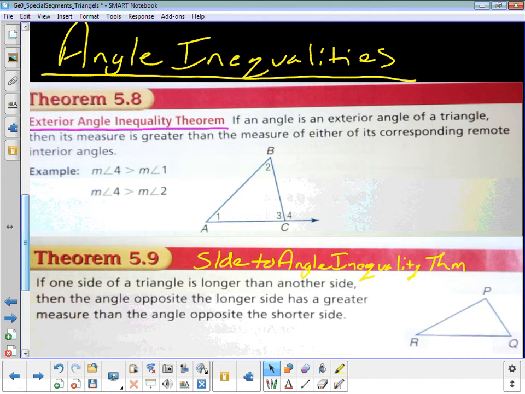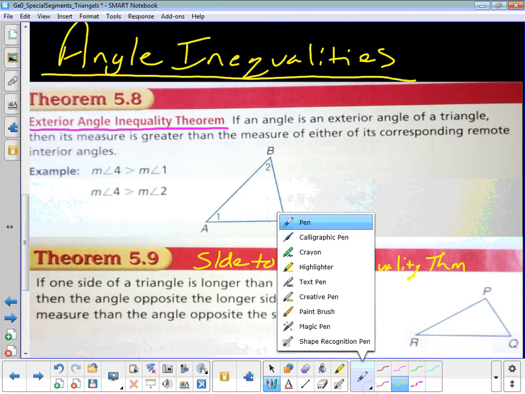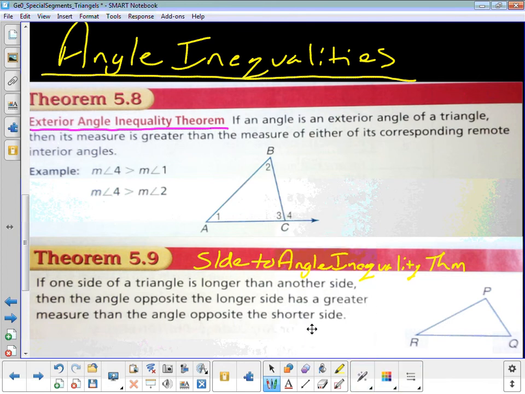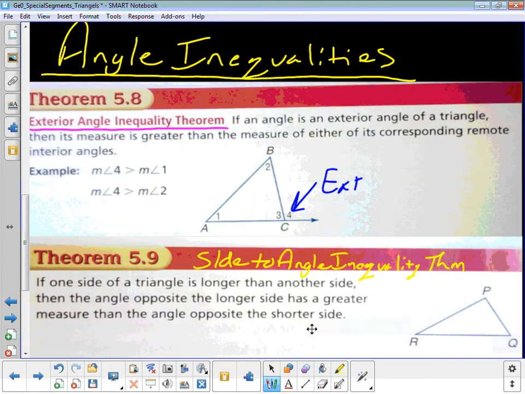We've already talked about an exterior angle and remote interior angles, but let's review that real quickly here. Okay, so we're looking at this figure here. Angle 4 is our exterior angle. And that means angle 1 and angle 2 have to be the remote interior angles. They're the angles that don't touch that one on the outside.